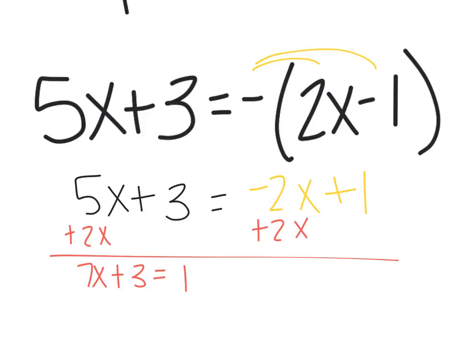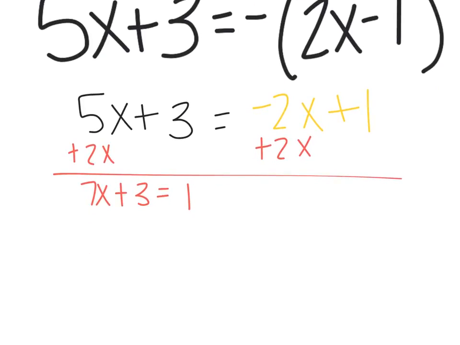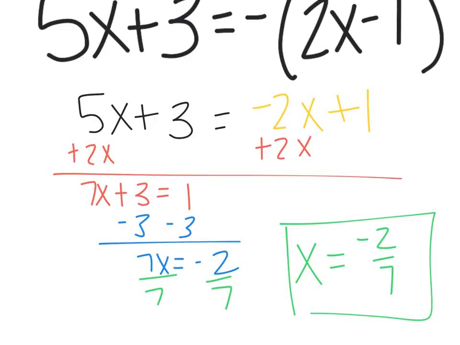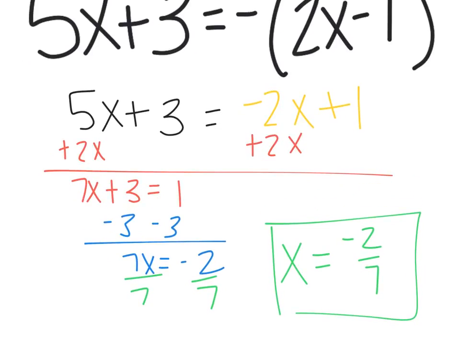What do I do now? Okay, so I'm going to subtract 3 from both sides. And I get 7x equals negative 2. And then divide by 7. So my second answer would be x equals negative 2 over 7. So those are my two answers. Okay, here's why. I think seeing this graphically helps make sense of our solutions.